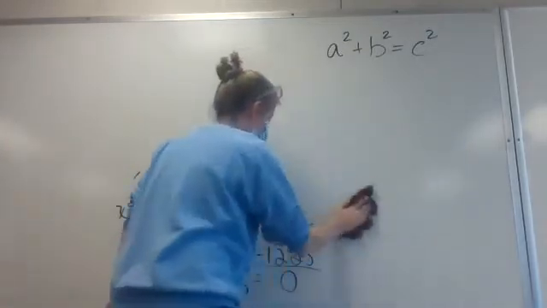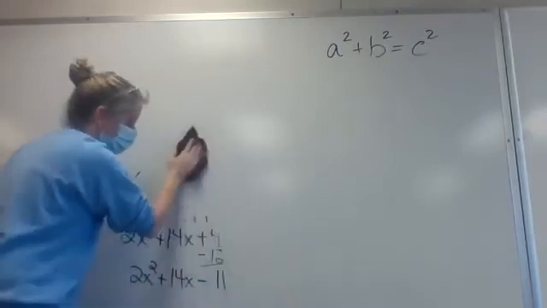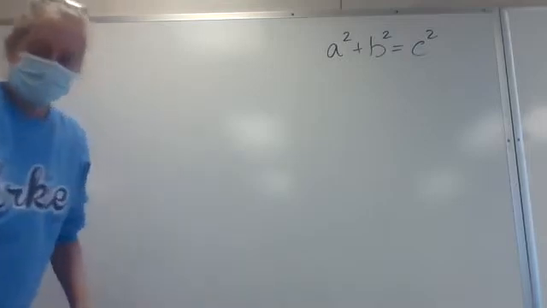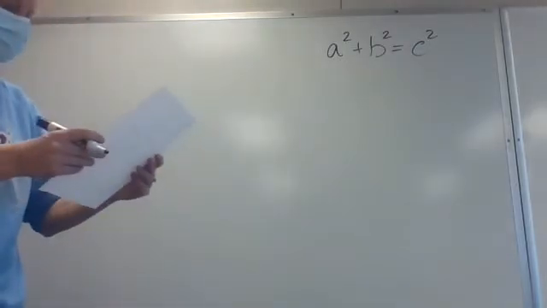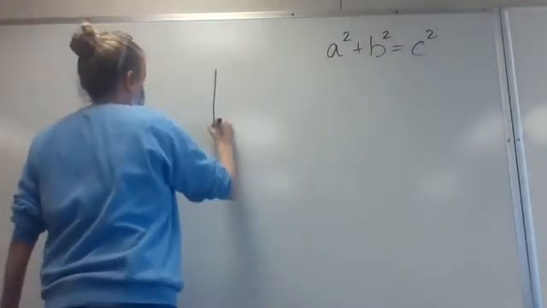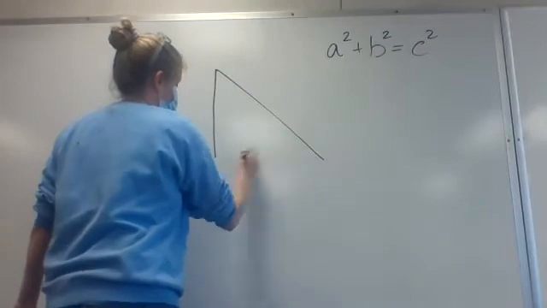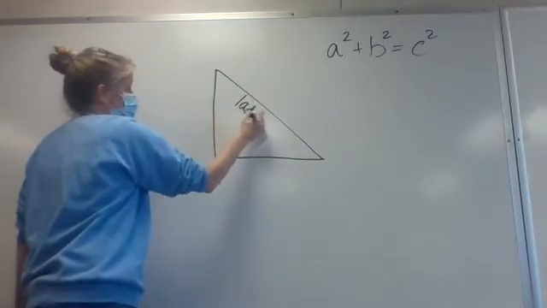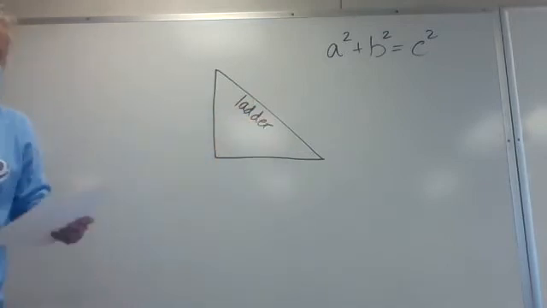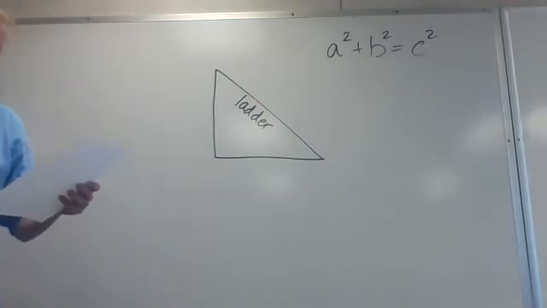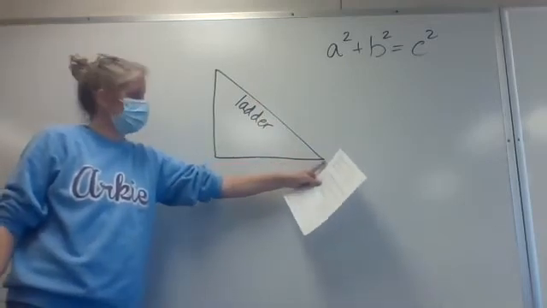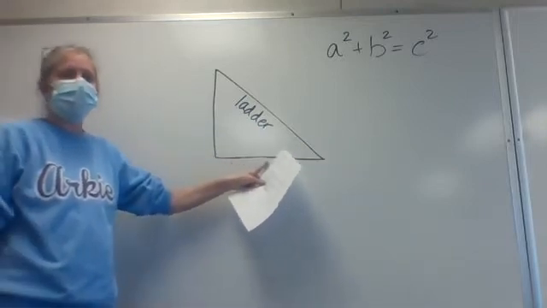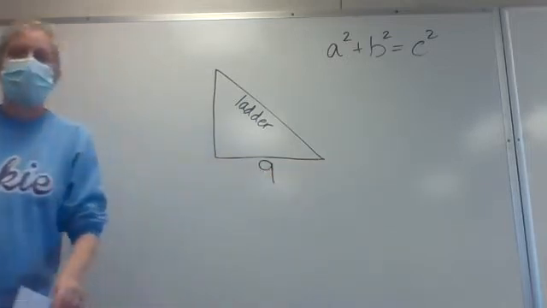But you just have to be careful how you label your sides. The foot of an extension ladder is 9 feet from a wall. So here's a wall. There's the extension ladder. There's the ground. So here's my ladder. The foot of an extension ladder, so here's the foot, is 9 feet from the wall. So that's telling me that this side right here is 9 feet.